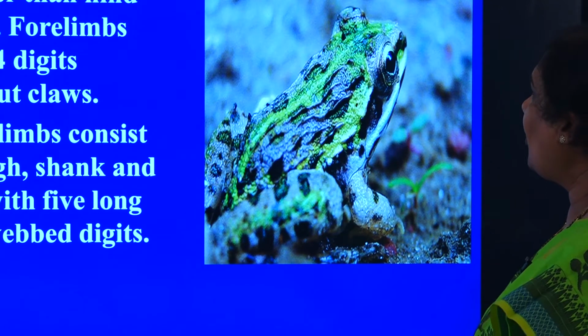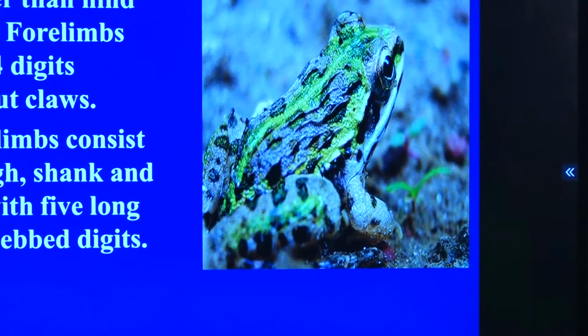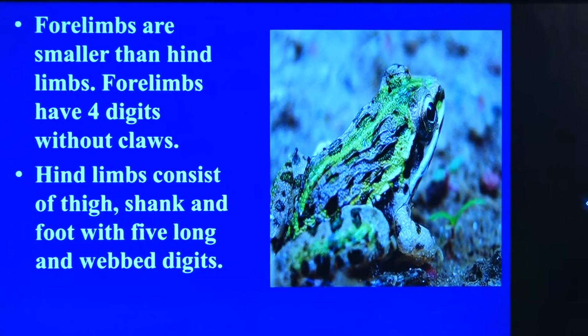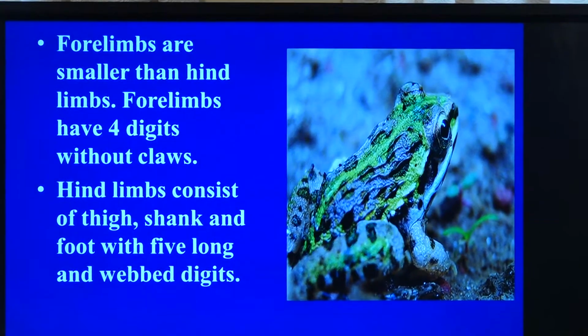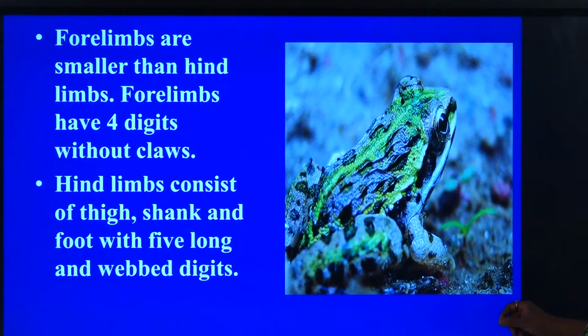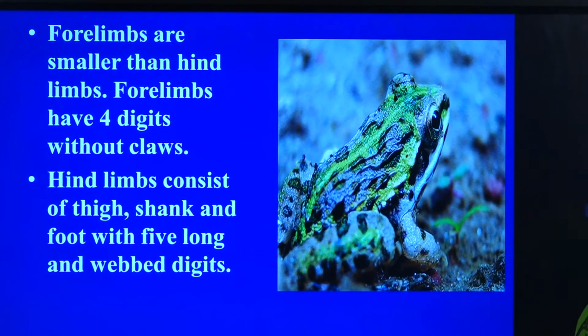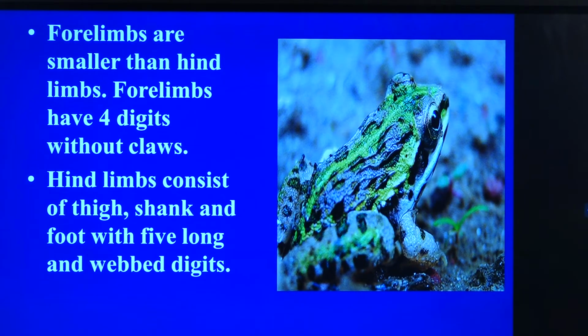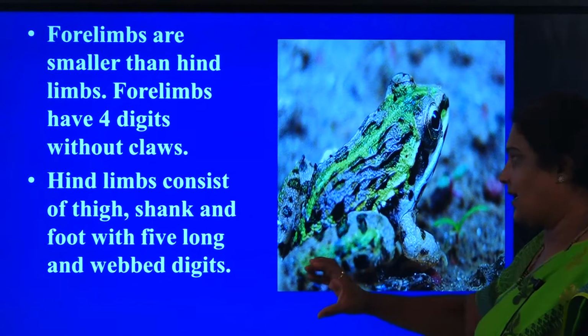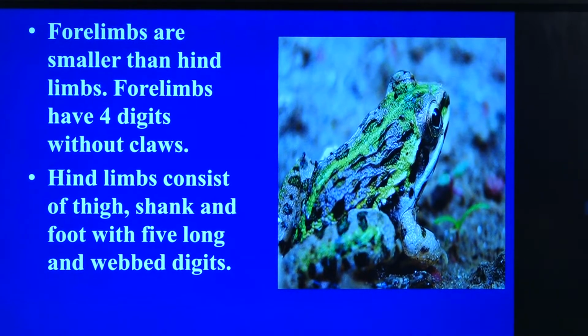Next, forelimbs are smaller than the hind limbs. Forelimbs have 4 digits without the claws. Hind limbs consist of thick thigh, shank and foot with 5 long and webbed digits there. So, what we call the thigh, it is thick and you call that to be as shank.